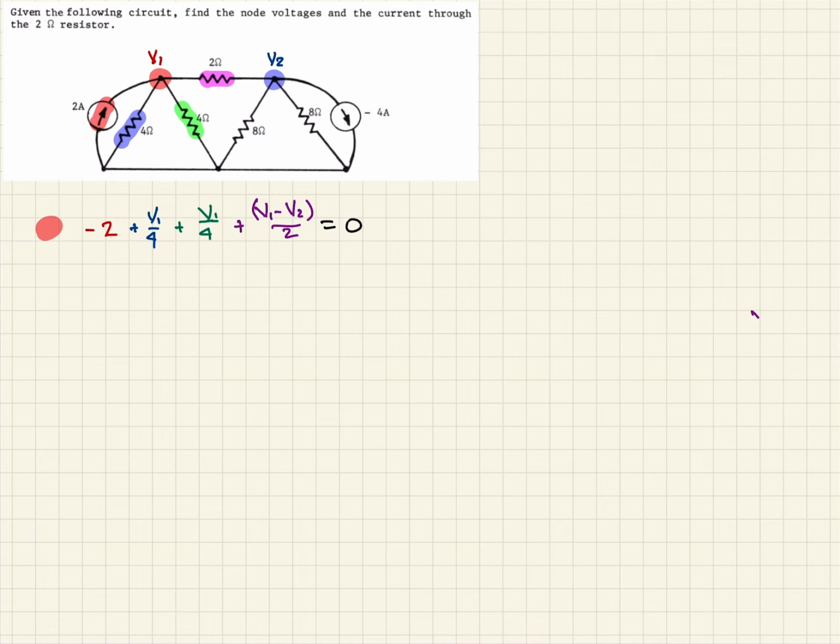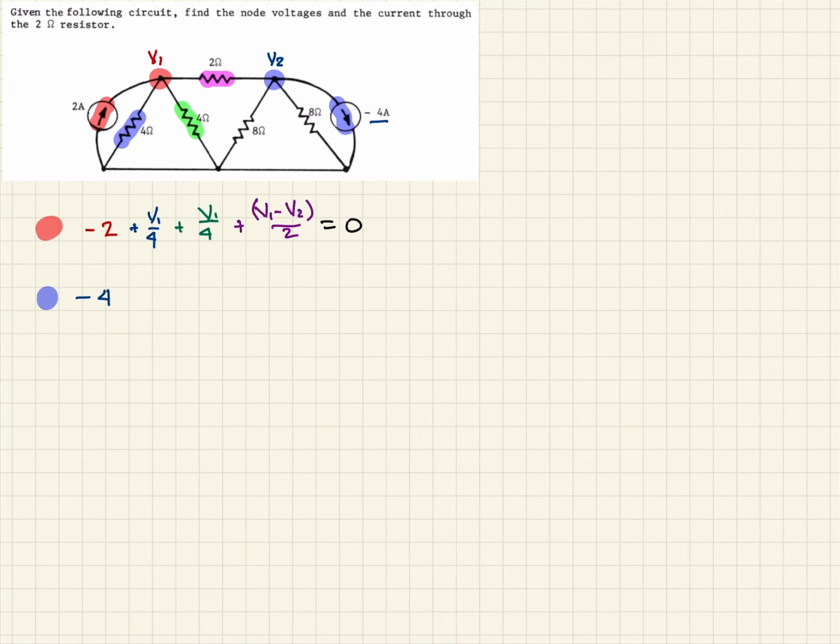So now we want to come down and look at V2, the blue node. And the first thing we see on that one is also a current source. Now they show this current leaving the node, so that would make it positive. However, it's a little bit tricky. They show the magnitude of it as -4 amps. So that being the case, we'll just write that as -4 then. Okay, -4.